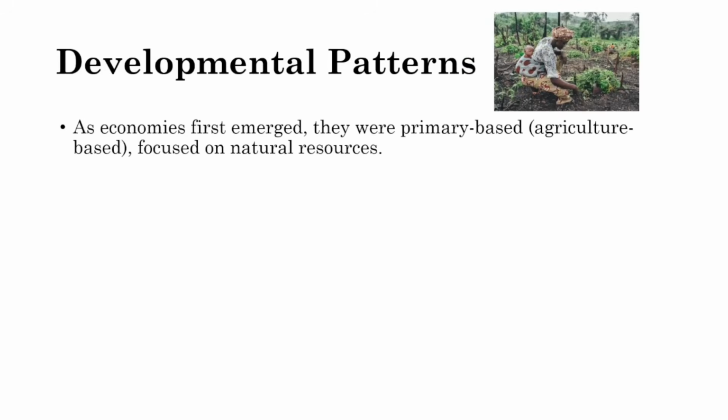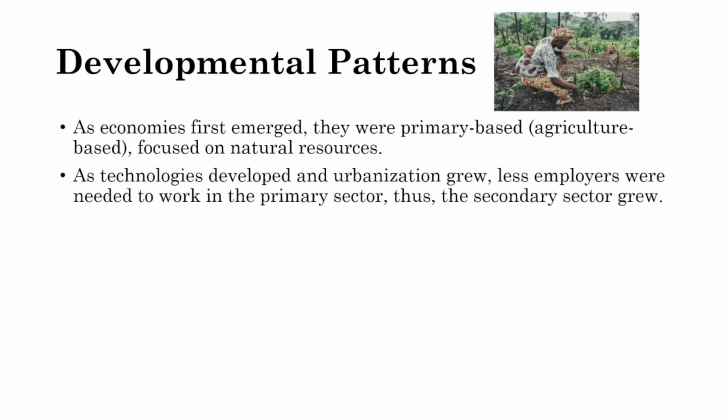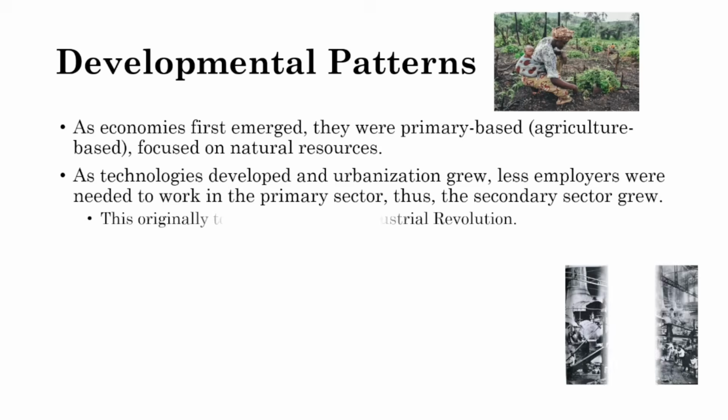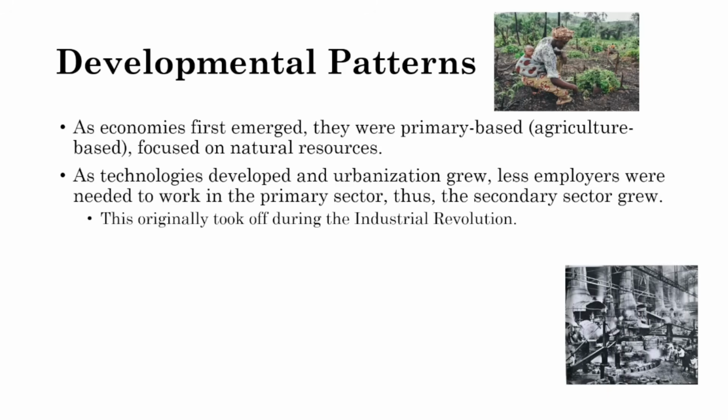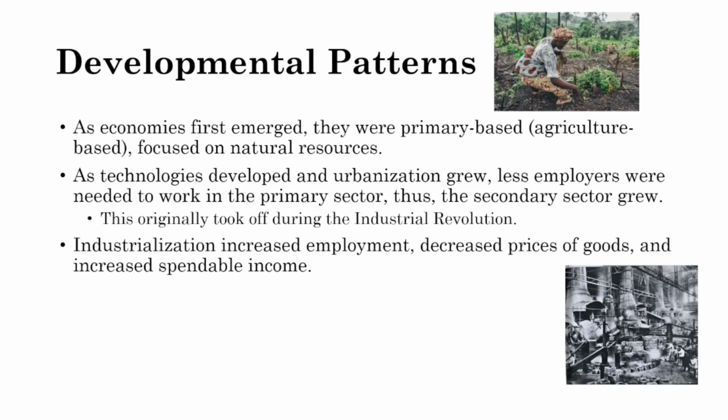So let's look at some developmental patterns. As economies first emerged, in the Neolithic Revolution, they were first primary based. They were agriculture based. They focused on farming and natural resources. As technologies developed and urbanization grew, moving up to the Industrial Revolution, fewer employees were needed to work in agriculture and the other areas of the primary sector. Thus, they searched for jobs in the secondary sector. And this really took off during the Industrial Revolution. People moved to these cities and the cities grew because that's where the factories were.